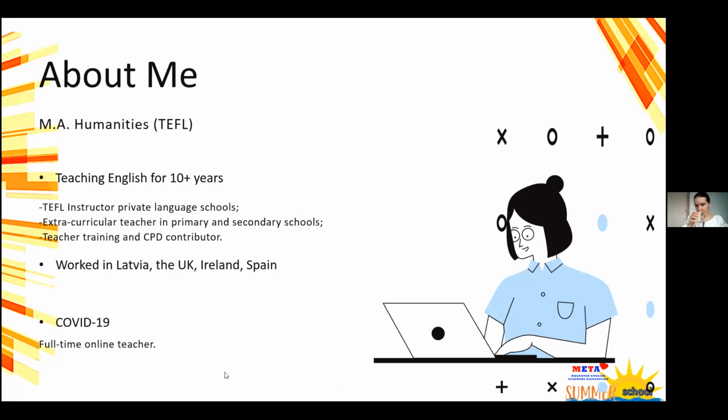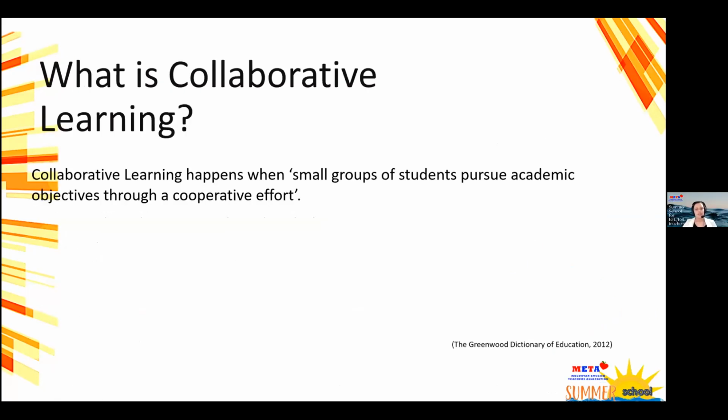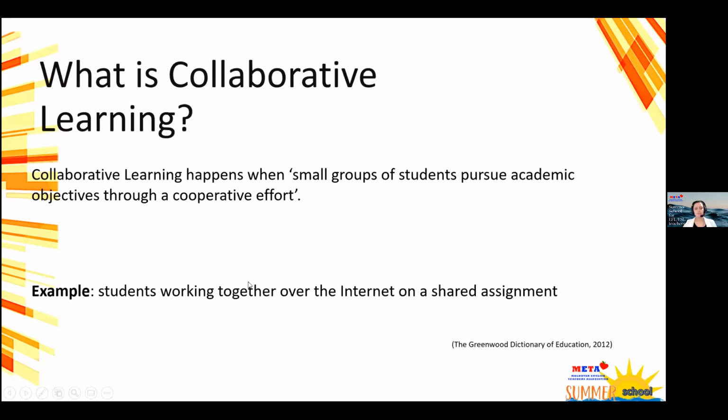Okay, so what is collaborative learning? Just a few words of theory. Collaborative learning happens when small groups of students work together to pursue academic objectives through a cooperative effort. Collaborative learning and cooperative learning are very often used interchangeably. There are slight differences. You might be aware of them or not. They are not very important for this presentation, so I will use the term collaborative learning, teaching and tools the way this term is supposed to be used. An example would be students working together over the internet on a shared assignment. That is usually what collaborative learning refers to.